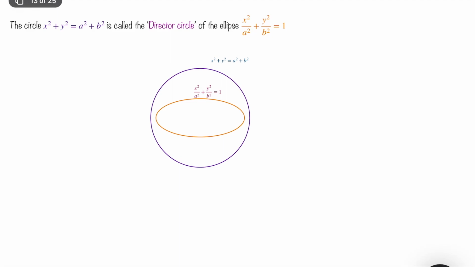That means if you take any two perpendicular tangents to this ellipse, they meet on the circle. For example, if this is one tangent, and you take another perpendicular tangent, they look something like this. See, they are going to meet on this circle. Such a circle is the director circle of this ellipse x square by a square plus y square by b square equal to 1. Fine.